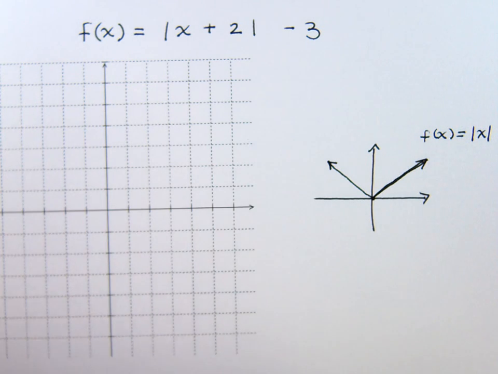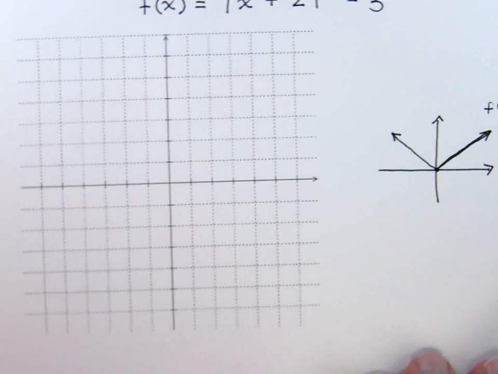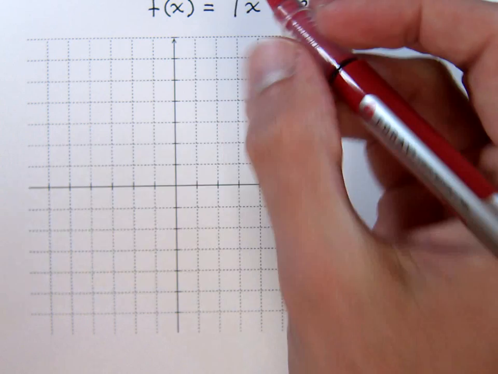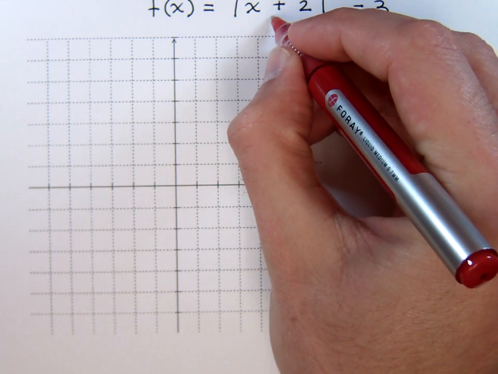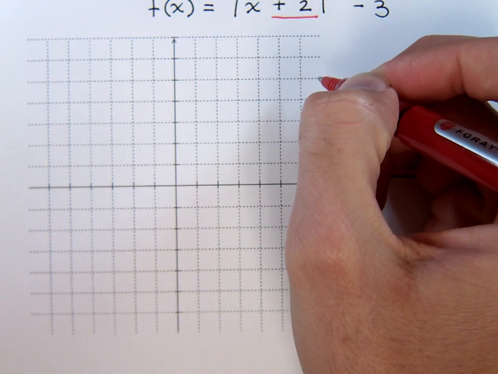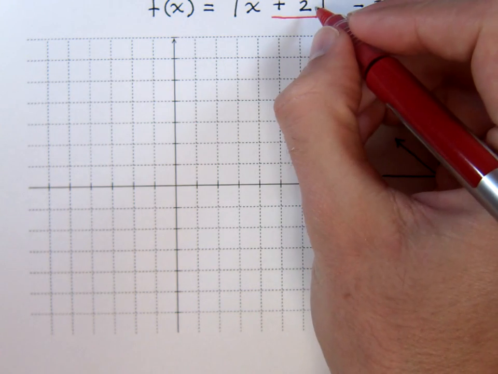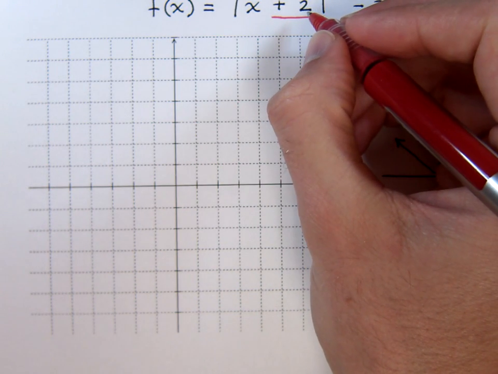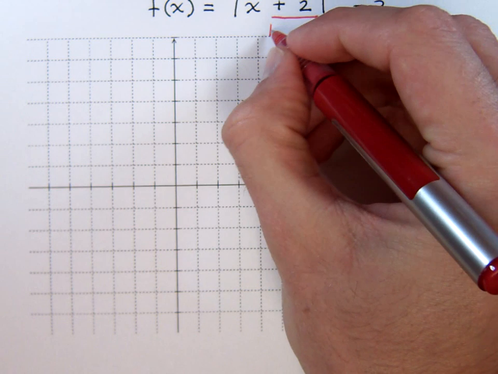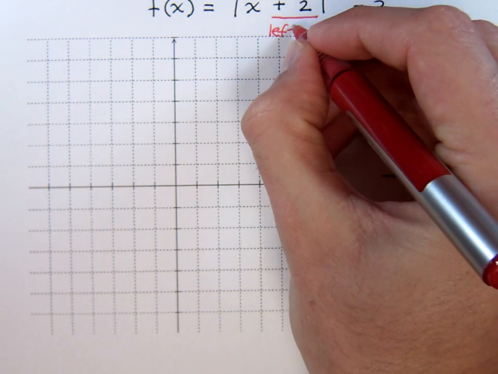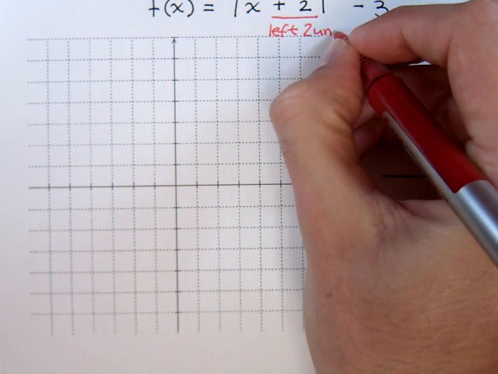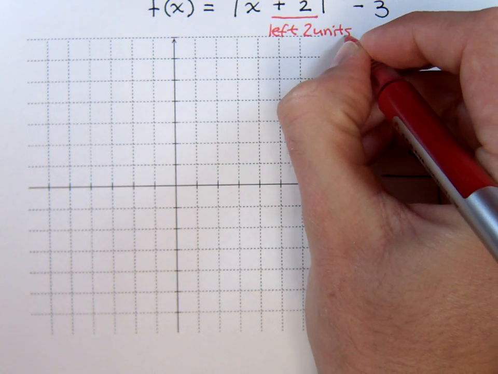Now when we look at our main function, we see that inside here we have a plus 2. Now remember, whatever is inside here, we do the opposite of that and we move left or right. So since this is a plus 2, we need to think the opposite of that, which is a negative 2. So that means we're going to move to the left 2 units, because that would be in the negative direction.